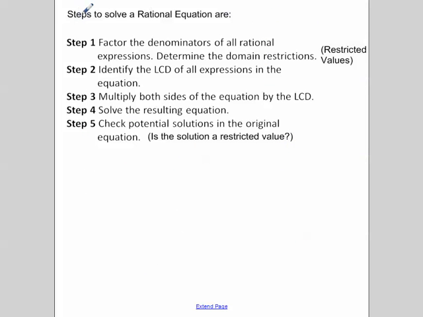So here are the steps to solve a rational equation. Remember, rational means fractional. Equation means we've got an equal sign. So if we've got fractions and an equal sign, take these steps. Number one, factor the denominators of rational expressions, and then determine the domain restrictions.